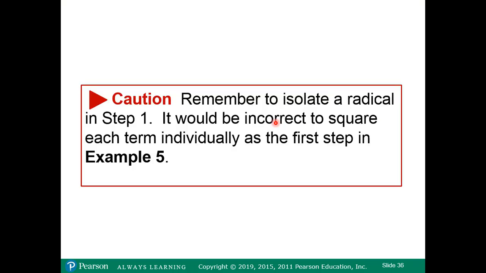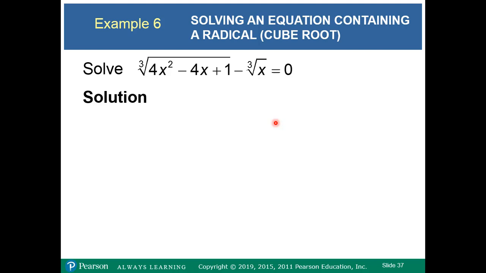Now remember to isolate a radical in step 1. Okay, it would be incorrect to square each item individually as the first step. That would be a huge no-no. Okay, you cannot square each term individually to solve these. Okay, got to isolate one of the radicals first, then square both sides. So now here we go. So again, we would not want to cube this, and cube this. That would be wrong. What we want to do is isolate.